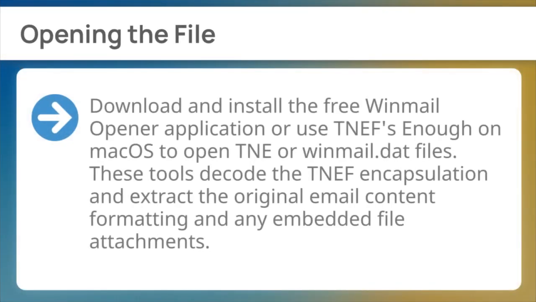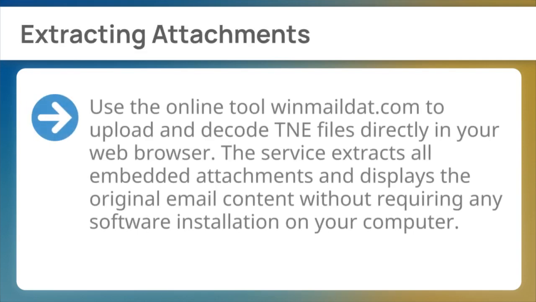First, opening the file. Download and install the free Winmail Opener application, or use TNEF's Enough on macOS to open TNE or winmail.dat files. These tools decode the TNEF encapsulation and extract the original email content, formatting and any embedded file attachments. Next, extracting attachments. Use the online tool winmail.dat.com to upload and decode TNE files directly in your web browser. The service extracts all embedded attachments and displays the original email content without requiring any software installation on your computer.